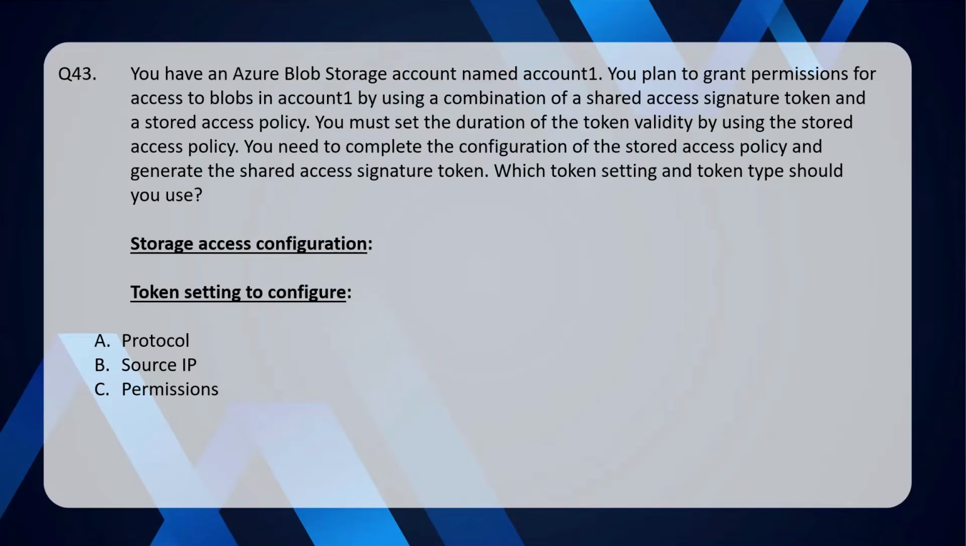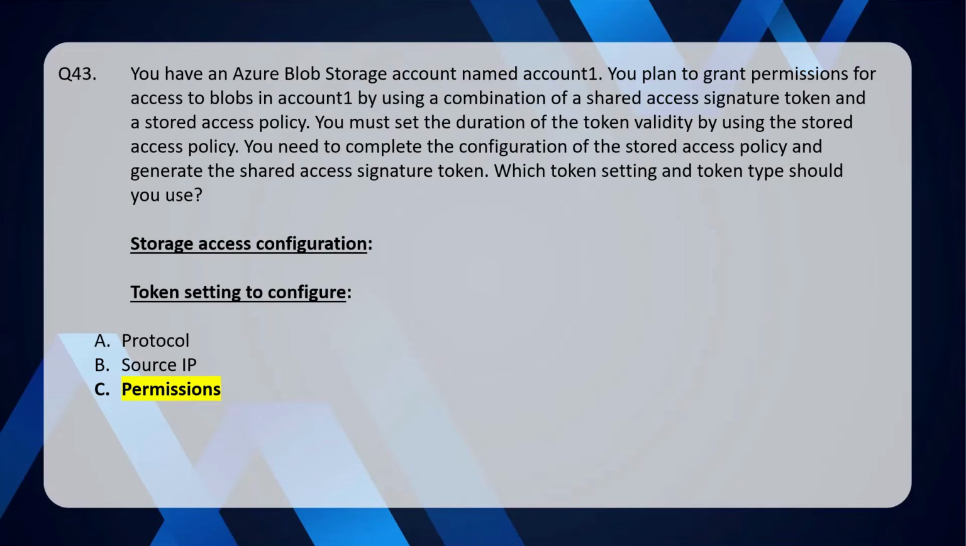The question is talking about storage access configuration. And the first part is token setting to configure. Your options are protocol, source IP, and permissions. Now friends, a stored access policy in Azure storage is defined at the container level and allows you to set start and expiry times of tokens, set permissions like read, write, delete, list, etc., and associate one or more SAS tokens to it.